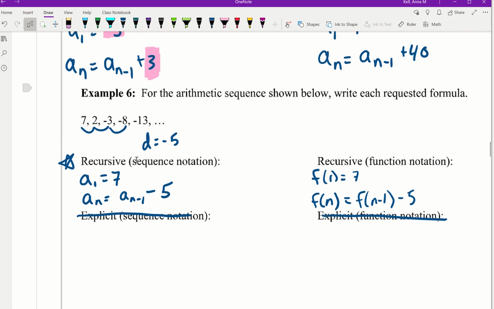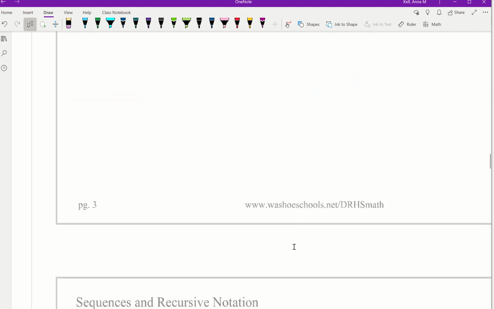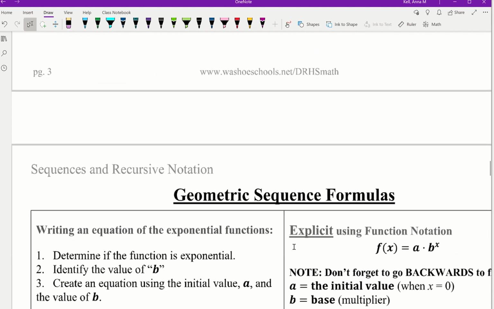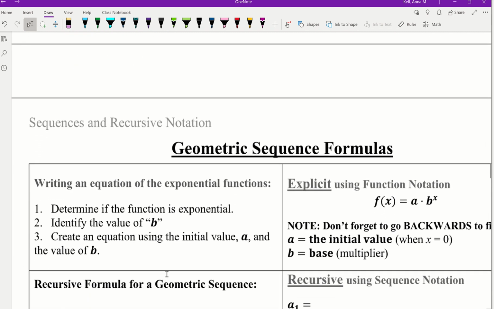The thing that's kind of annoying, in my opinion, about recursive versus explicit is that in order to use recursive notation, you have to tick up the chain. Rather, with explicit notation, you can just jump to whichever number you're trying to solve for, and it's more convenient.